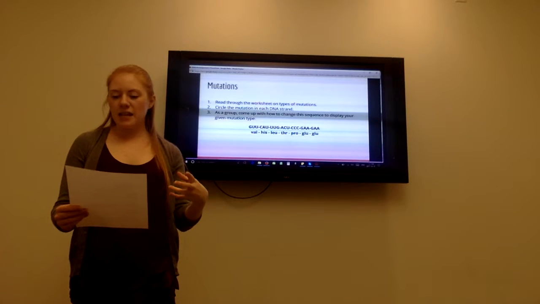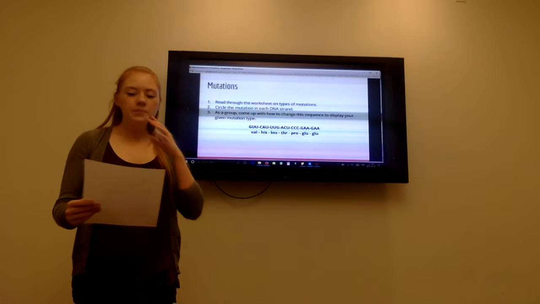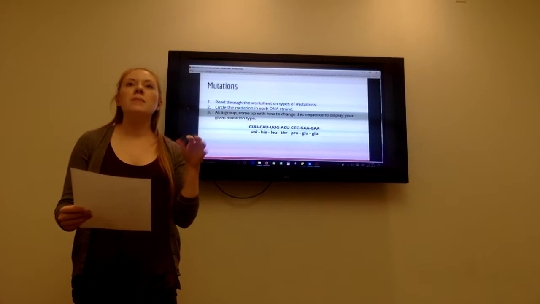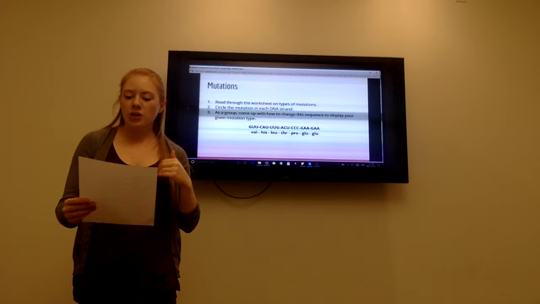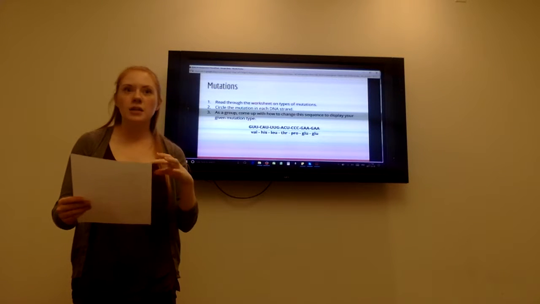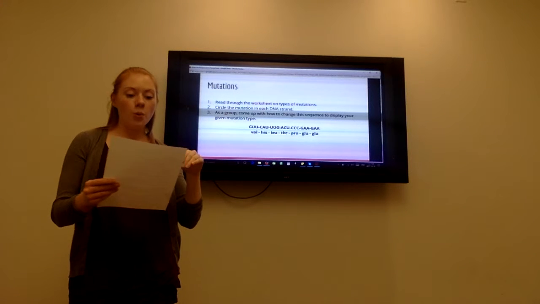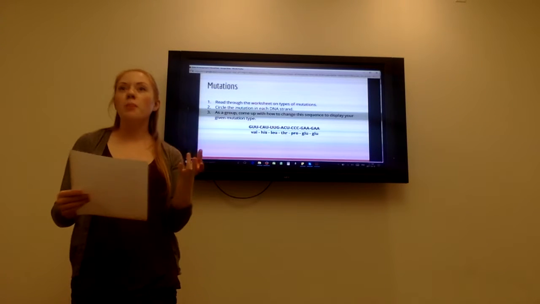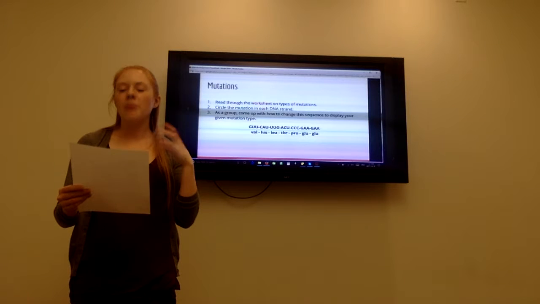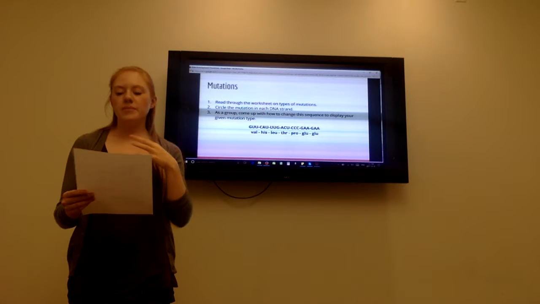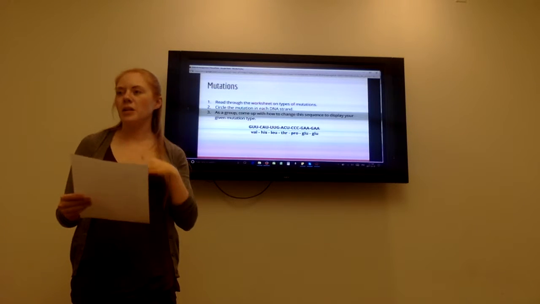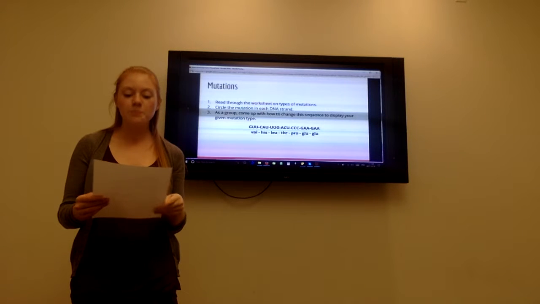So it could be a missense mutation where there's a change in the amino acid that results. There could be a silent mutation where it doesn't change at all and it's the same because of that redundancy, right? Or it could be a stop codon instead of an amino acid. That becomes a nonsense mutation, right?